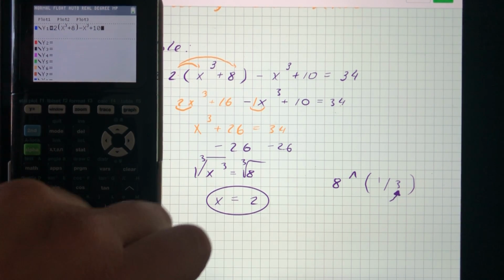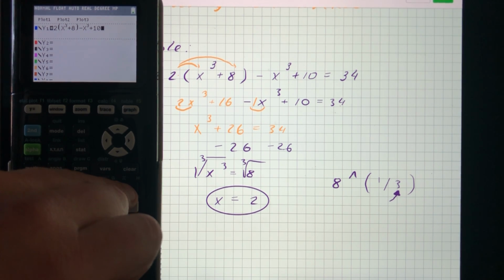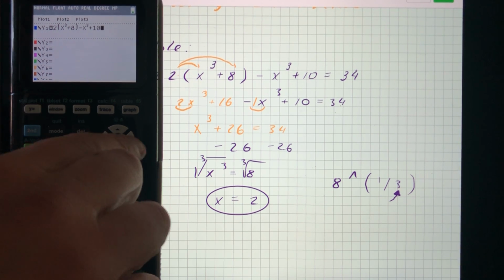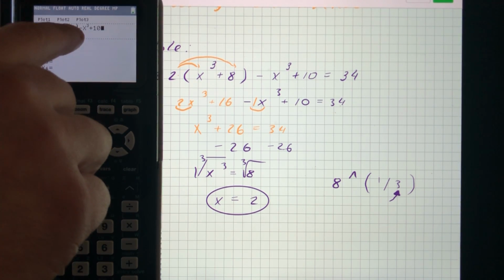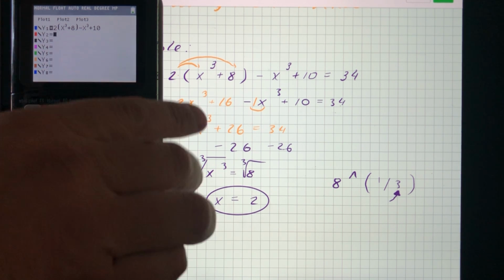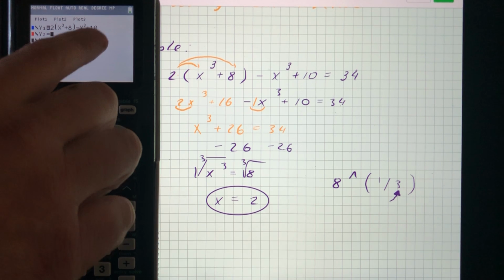So when we use the arrows, we can move from the power down. Otherwise, everything we type after the power stays in the power. So we need to use these arrows to step down from the power and start writing the rest of the equation. So let's see if that looks right. 2x cubed plus 8 minus x cubed plus 10, correct.